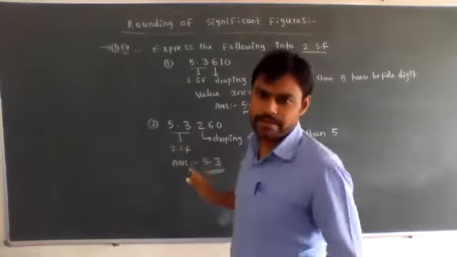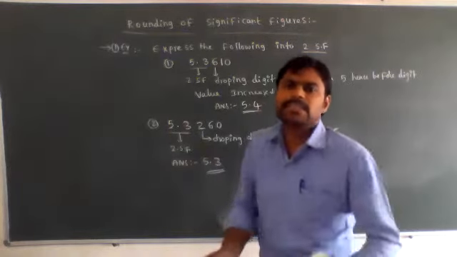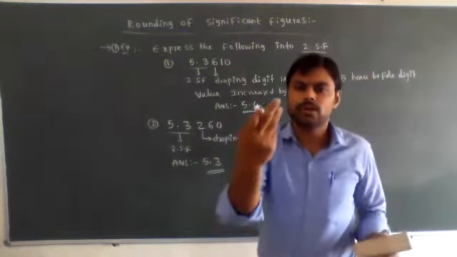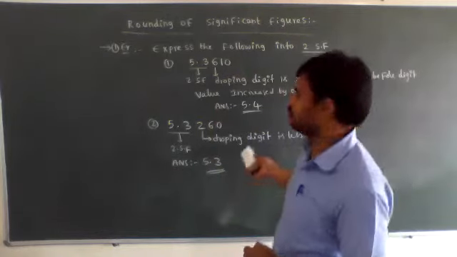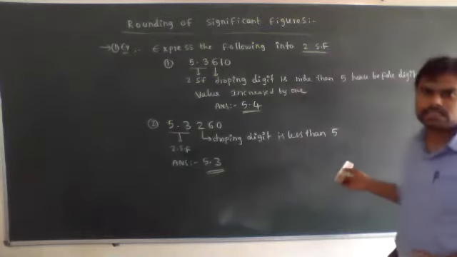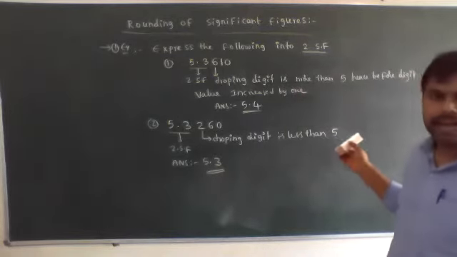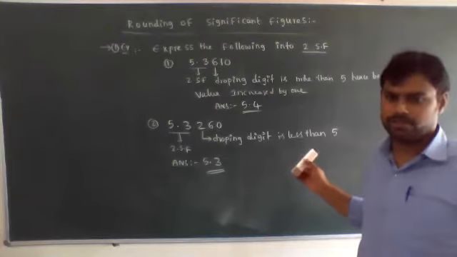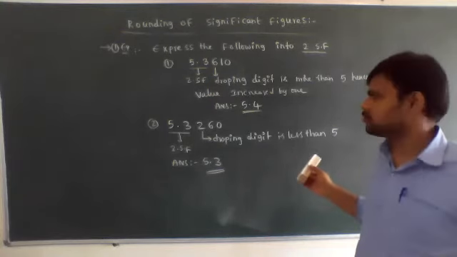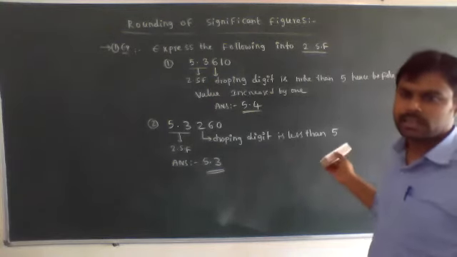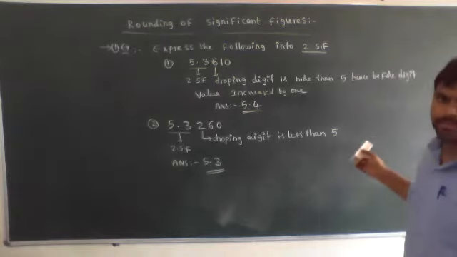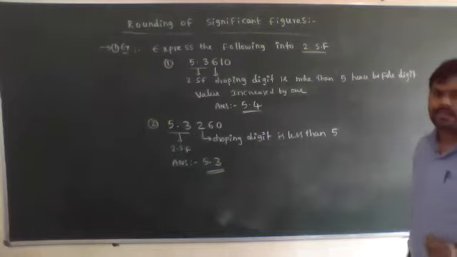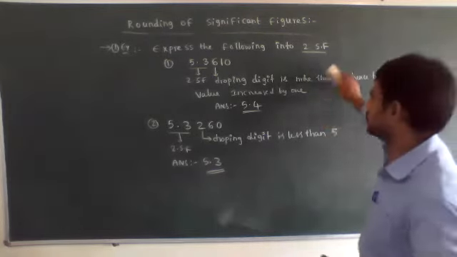So these two rules are important. Now, if the dropping digit is only 5, then two important conditions are present. I'll tell you now. Okay, clear for all students? However, I am sharing the recording video also, so you can check the recording once again and listen. Then you can understand very clearly. Okay, let's see next.